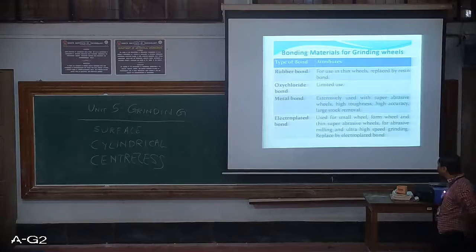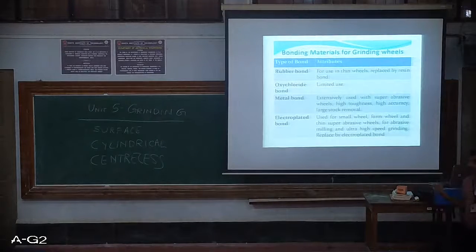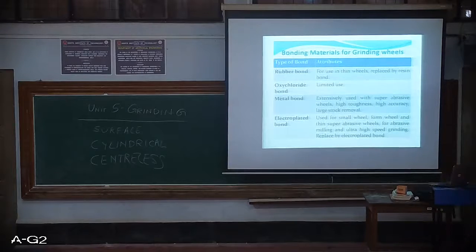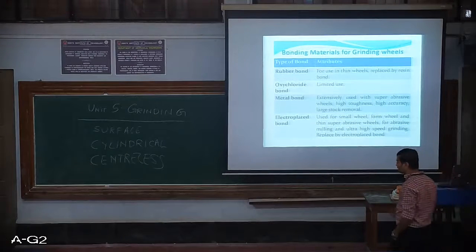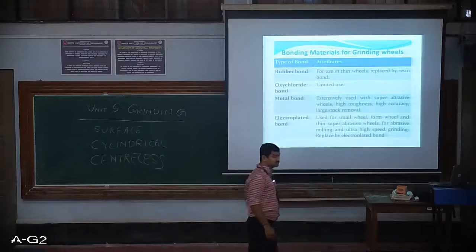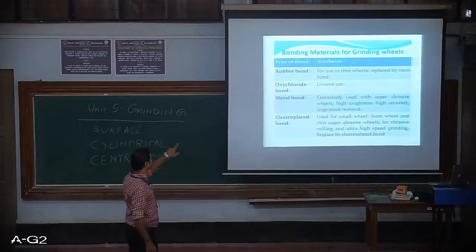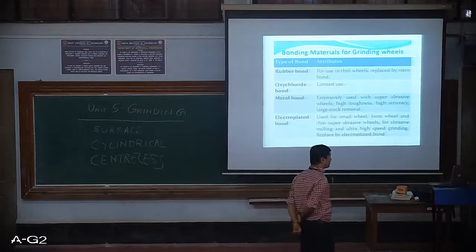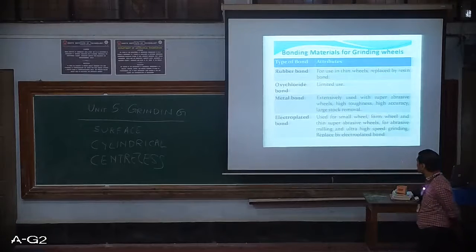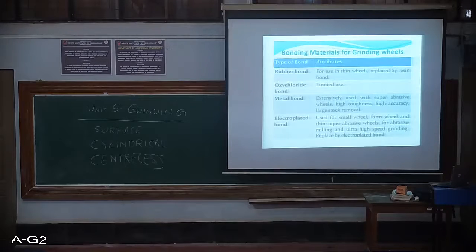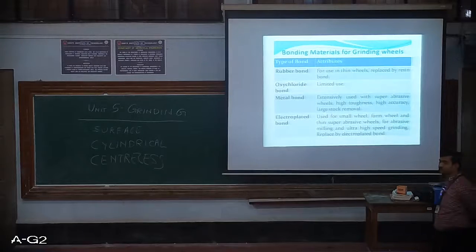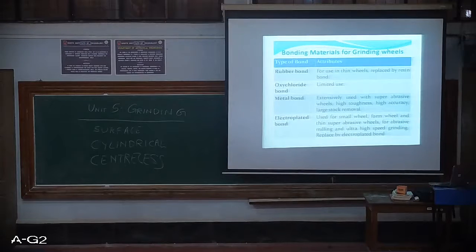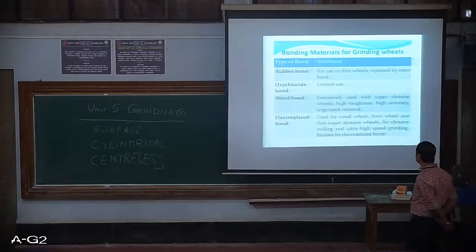Next, the bonding material. What I was telling about the bonds, the types of bonds. What are the types of bonds? We have rubber bond, oxychloride bond, metal bond, and electroplated bond. Where are these used? The application is also given there. Rubber bond is used in thin wheels, replaced by resin bond. Oxychloride bond has limited use. Metal bond is extensively used for super abrasive wheels, high toughness, high accuracy, large stock removal, and electroplated bond is used for small wheels, foam wheels, and thin super abrasive wheels.